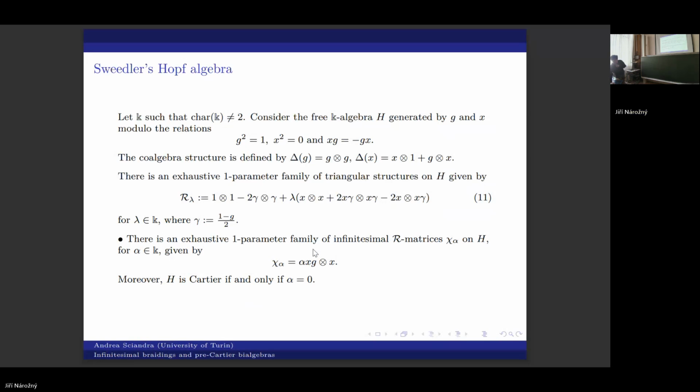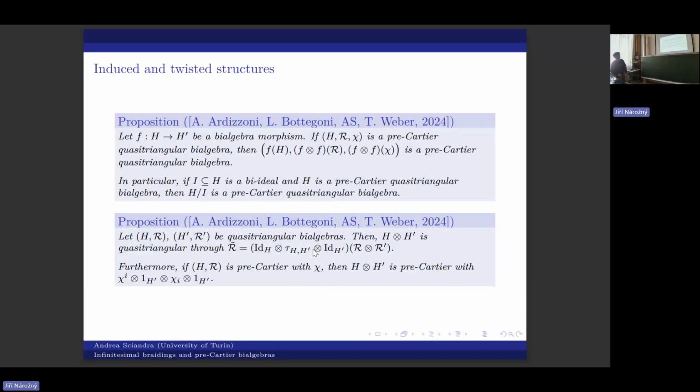And now we also have some procedures to obtain new pre-Cartier bialgebras starting from pre-Cartier bialgebras. So for instance, if we start with a bialgebra morphism F from H into H prime, the image through F of a pre-Cartier quasi-triangular bialgebra is still a pre-Cartier quasi-triangular bialgebra. Just consider the image through F of R and chi. So F tensor F over R and F tensor F over chi give you a pre-Cartier structure on the codomain.